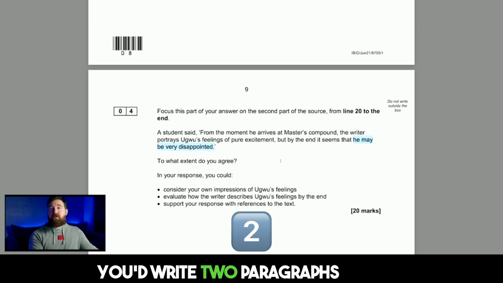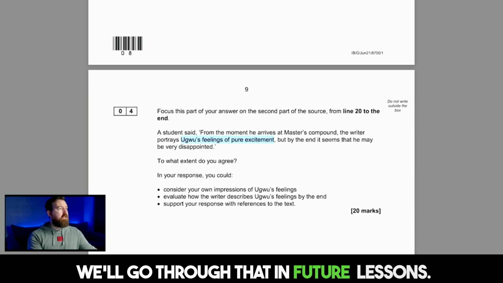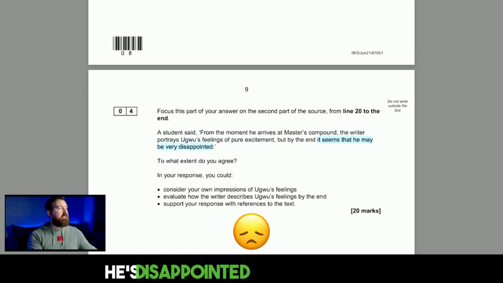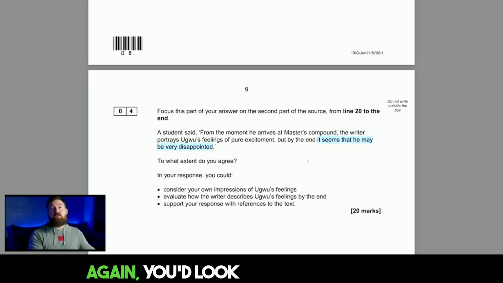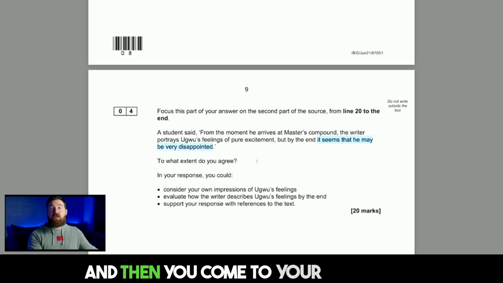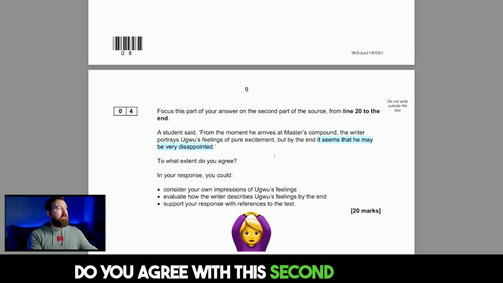You'd write 2 paragraphs on this. You would write 1 paragraph on whether you think that Ugwu initially is excited or not. You'd want 2 or 3 bits of evidence, some language, some structure. We'll go through that in future lessons. And then you would want to do a paragraph on whether it seems that he's disappointed towards the end. Again, you'd look for some language, some structure, about 3 bits of information on that, and then you come to your judgments. Do you agree with this first bit or not? Do you agree with this second bit or not?